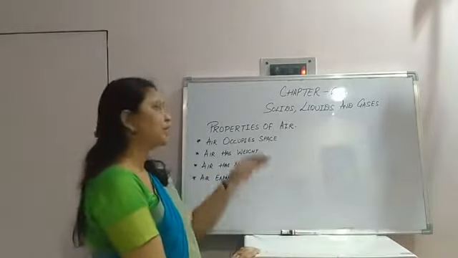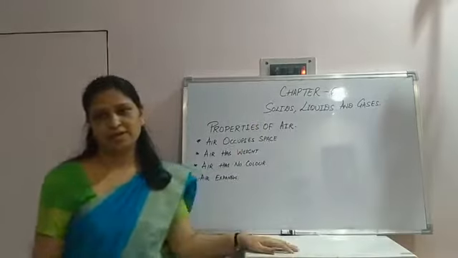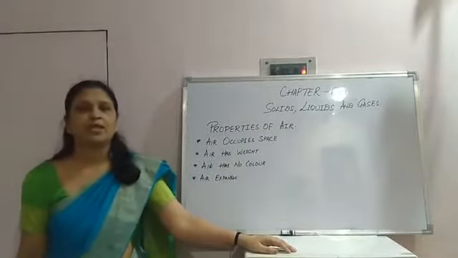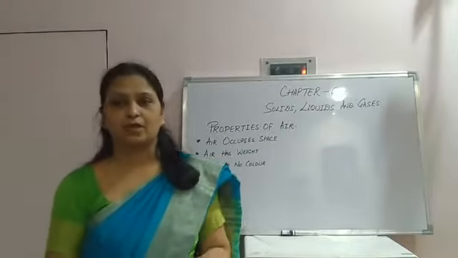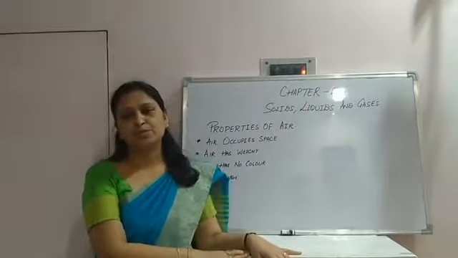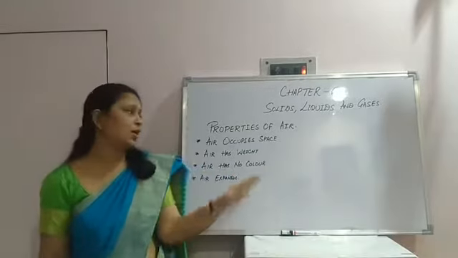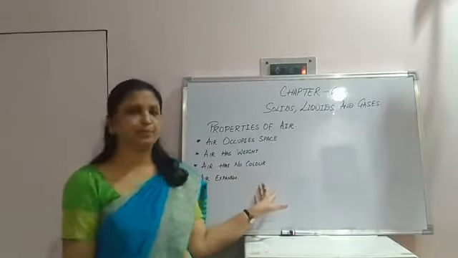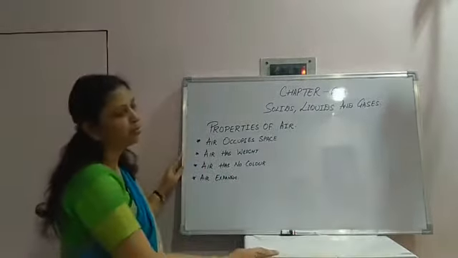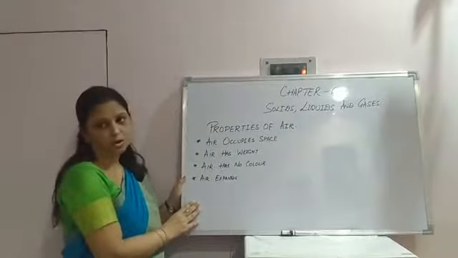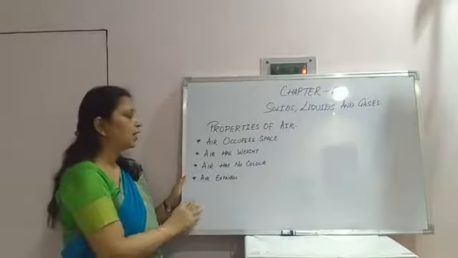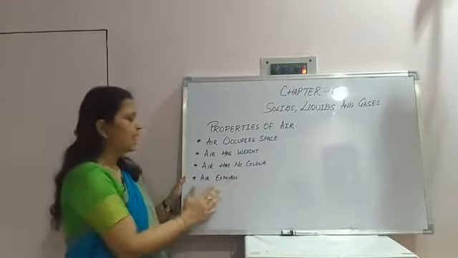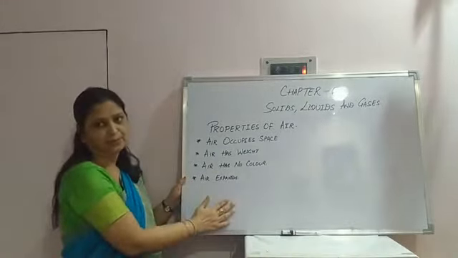I am teaching you chapter number 6, Solid, Liquid and Gases. In the previous class, I have explained to you about the composition of air. Now in this class, I am going to explain to you about the properties of air. There are four main properties of air: air occupies space, air has weight, air has no color, and air expands.